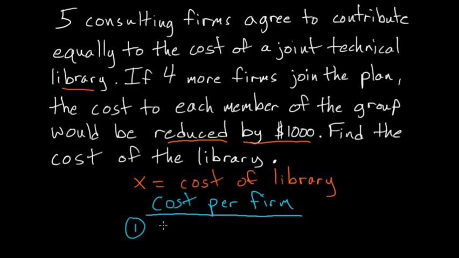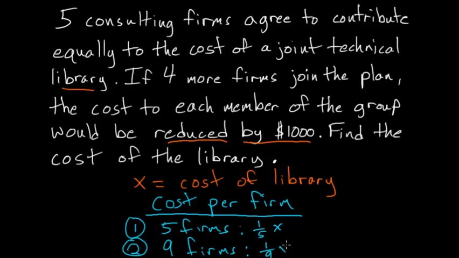So for the first one, you have 5 firms, and each firm is paying 1/5 of the total cost of the library, so 1/5 x. And in the second case, you have 9 firms, and each of these is now paying 1/9 of the total cost of the library. And in the second sentence, we're told that if 4 more firms join the plan, the cost to each member of the group would be reduced by $1,000.